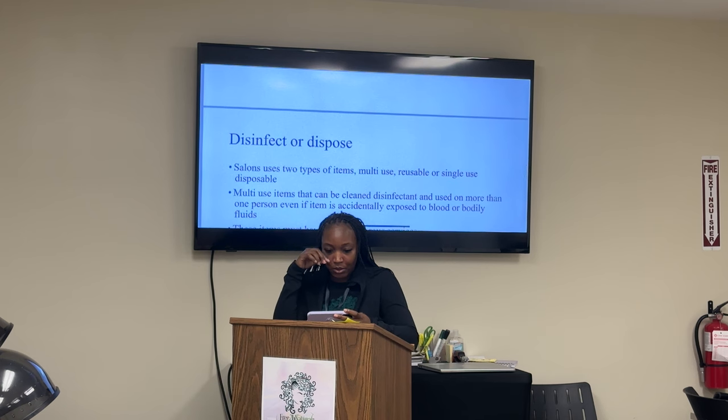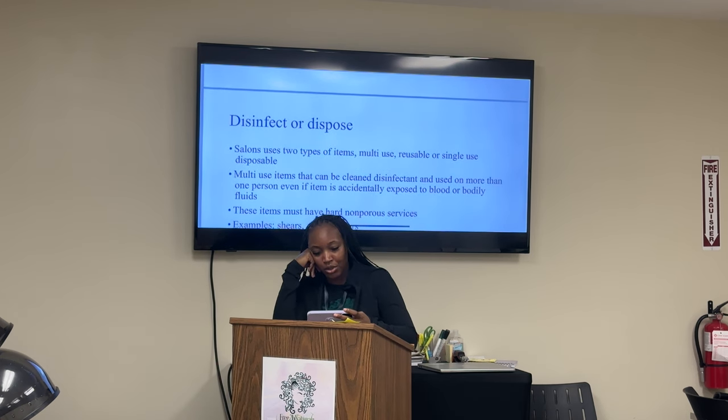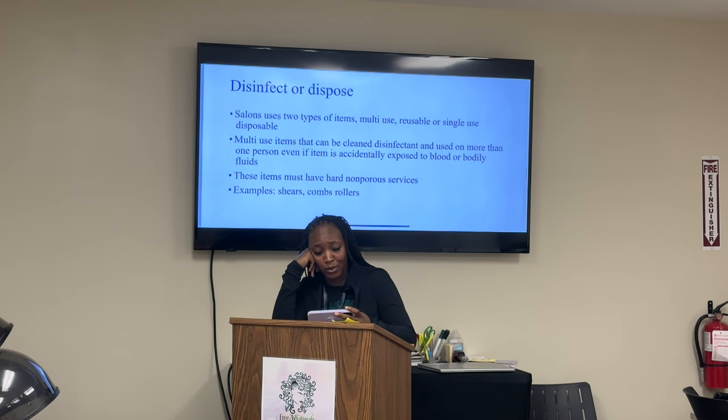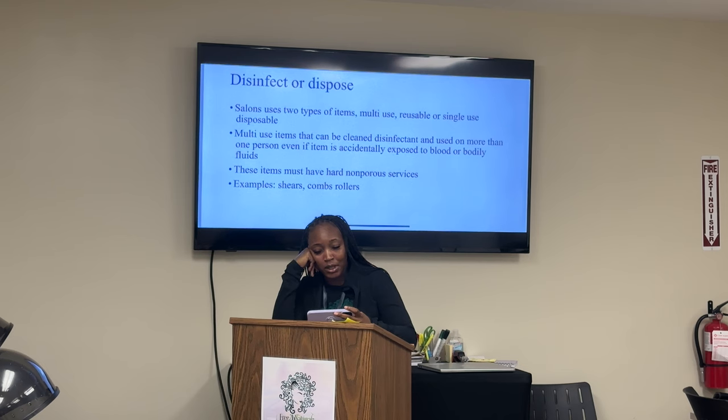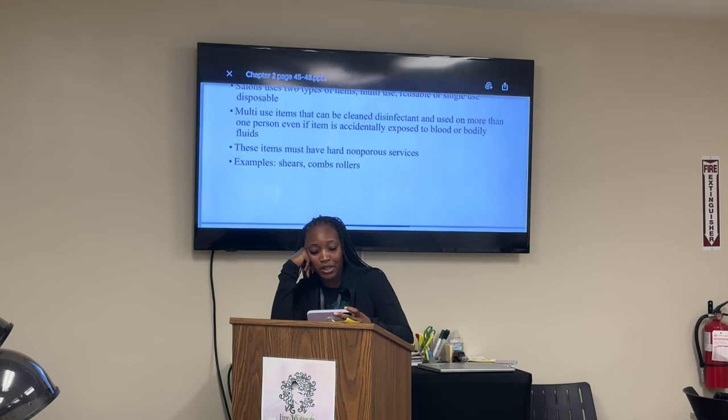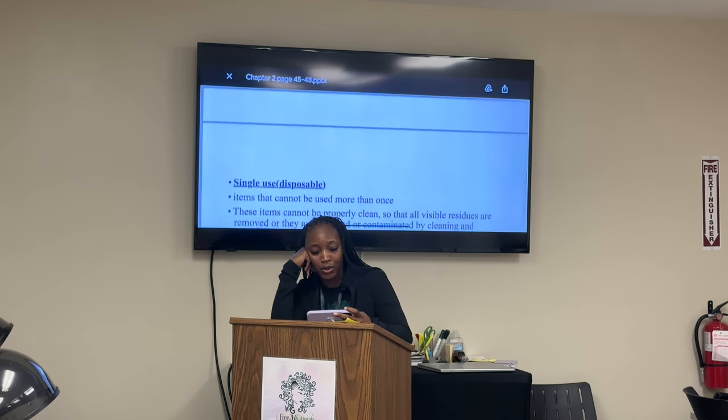Disinfect or dispose. Salons use two types of items: multi-use, or reusable, and single-use, which is disposable. Multi-use items can be cleaned, disinfected, and used on more than one person, even if the item is accidentally exposed to blood or bodily fluid. These items must have hard non-porous surfaces. Examples are shears, combs, or rollers.